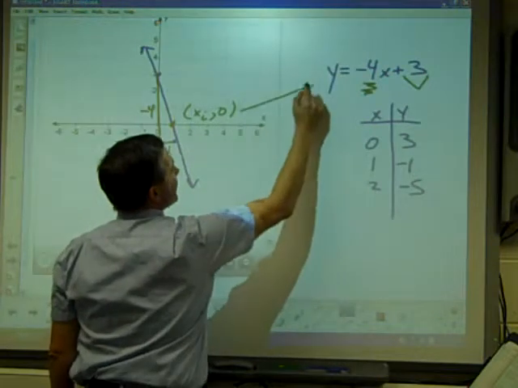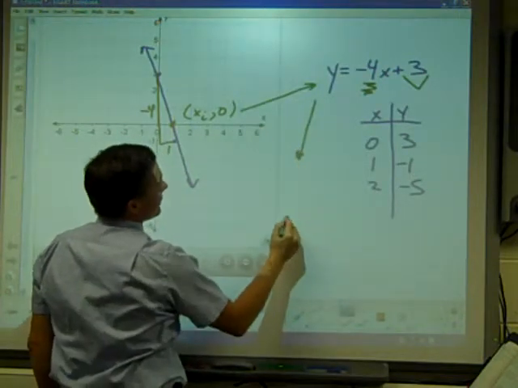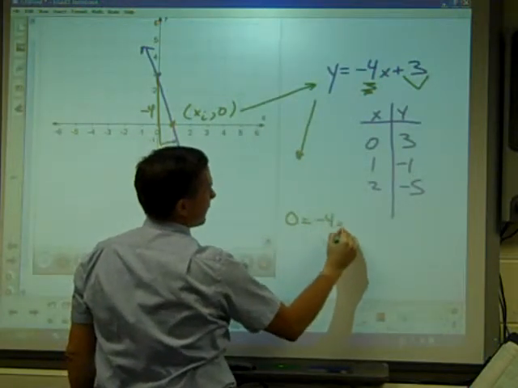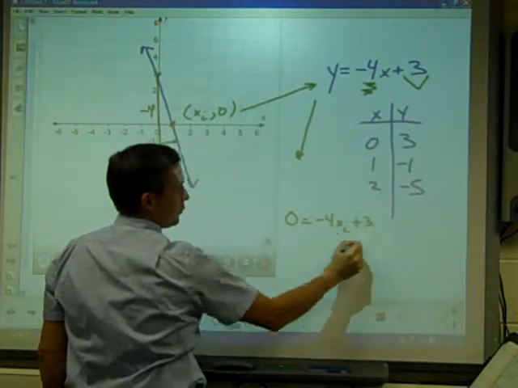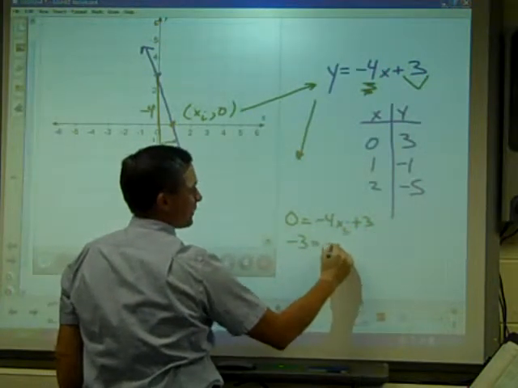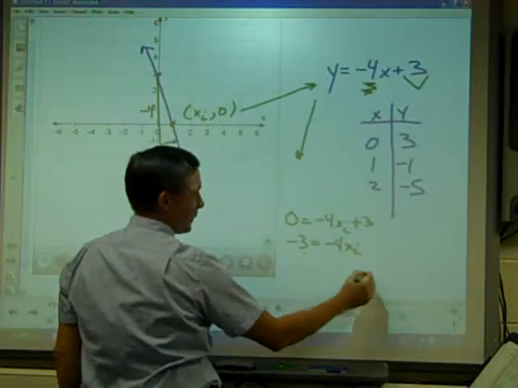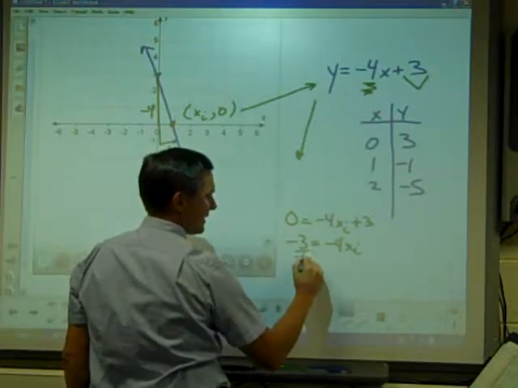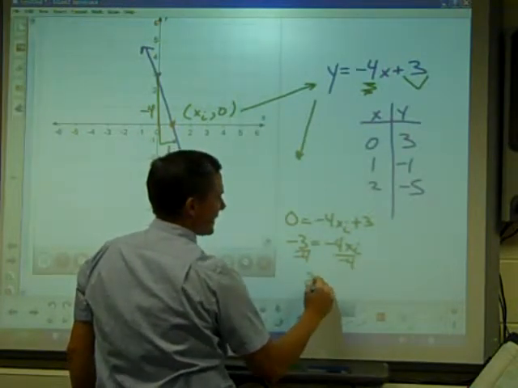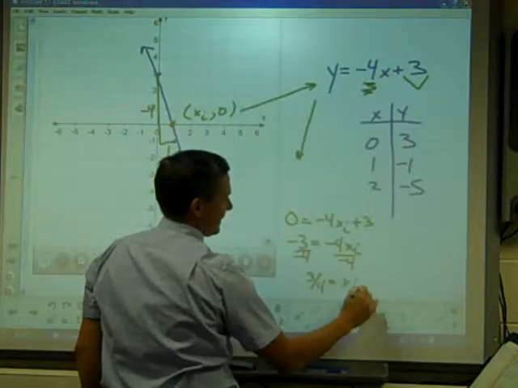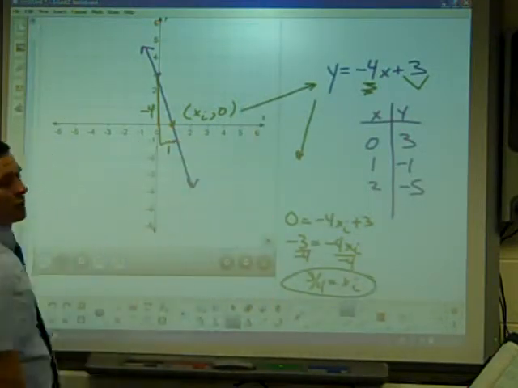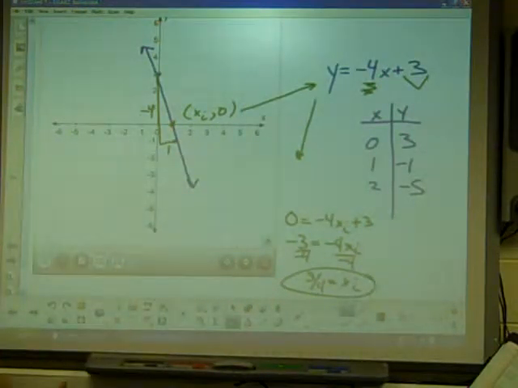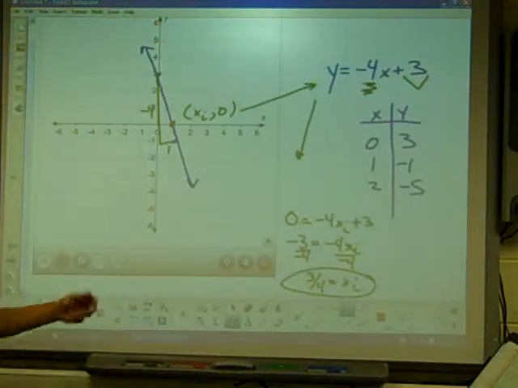So if I plug that into this equation, I can say 0 equals negative 4 x sub I plus 3. Move 3 to the other side. Negative 3 equals negative 4 x sub I. Divide by negative 4 on both sides. And I get that x sub I, the x-intercept right there, is 3/4, 0.75. Wow, and we just did it. I went pretty fast, but that's the graphing.